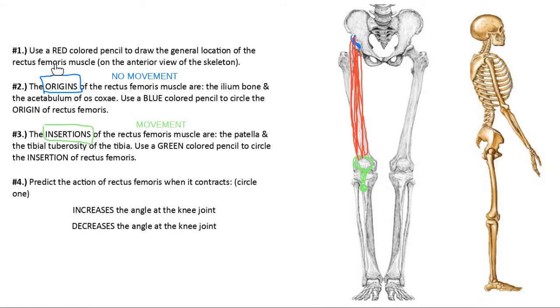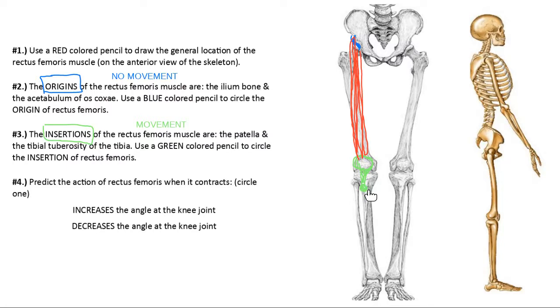When we're talking about rectus femoris, I could ask you two kinds of questions. I could ask you what this muscle does at the hip joint, at the coxal joint, or I could ask you what it does at the knee joint. So notice that this is a muscle on the anterior side of the thigh, and it's pulling on the tibia.